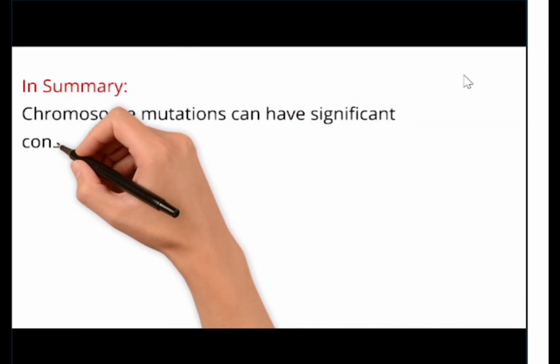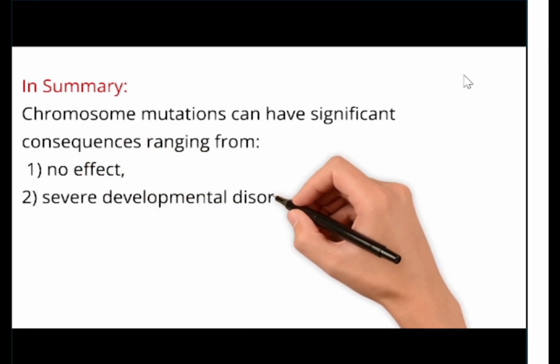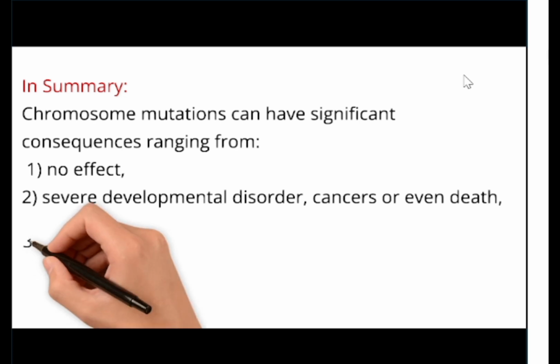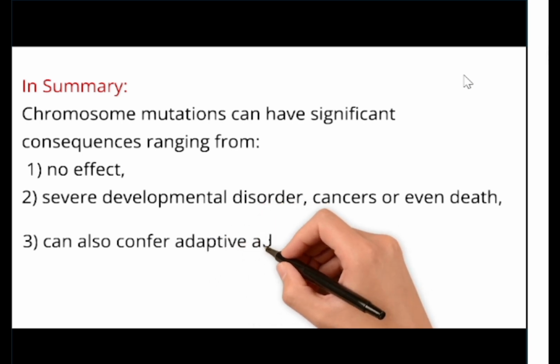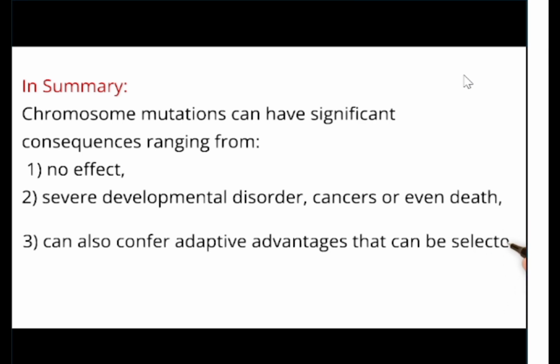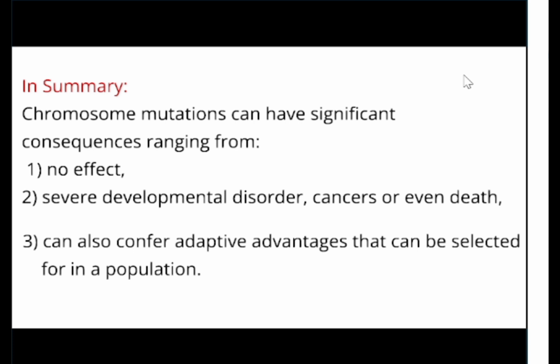So in summary, chromosome mutations can have significant consequences ranging from no effect, to severe developmental disorder like cancer or even death, and it can also confer adaptive advantage to individuals that have it, and it can as well bring about evolution of species. When we say evolution of species, you should know what we mean. All right. So let's look forward to our next video where I'll be giving you other information.